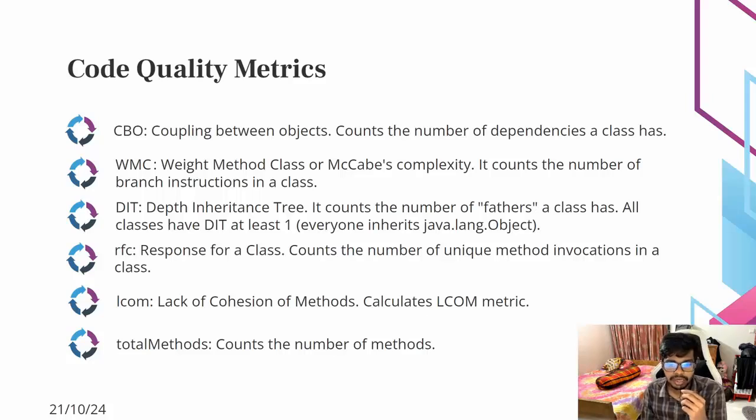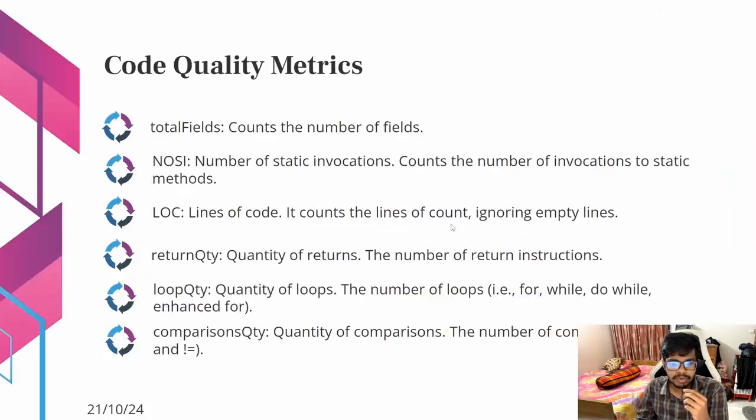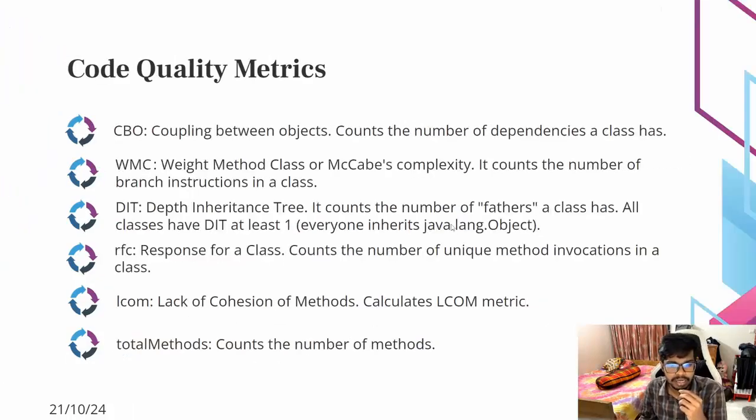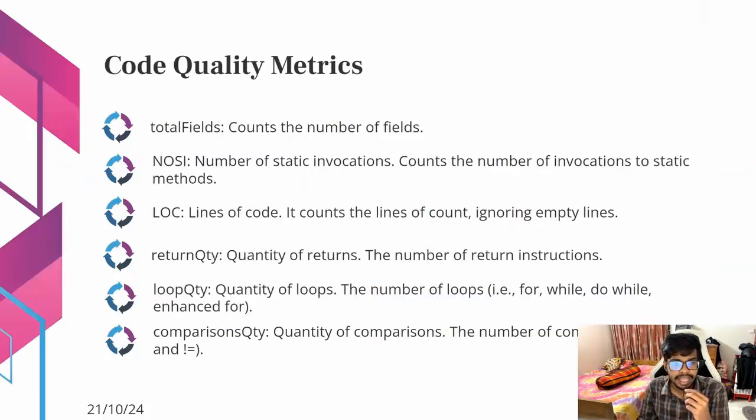And then we have also counted lack of cohesion of methods and calculated the LCOM metrics. And we have also counted the total methods, how many methods are in a class. And then we have also counted the total number of fields. And then we have counted NOSI. What is that? That is the number of static invocations. That means if we have two static methods and we have executed those two, then the NOSI number is 2.